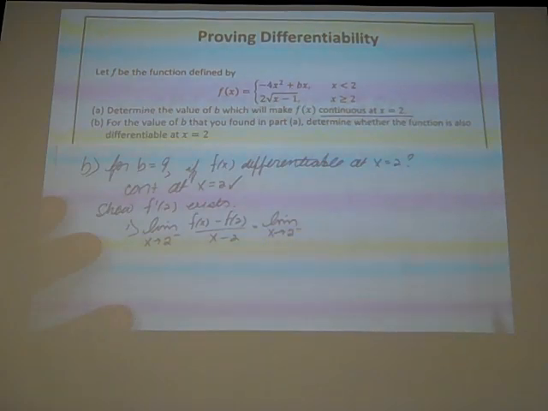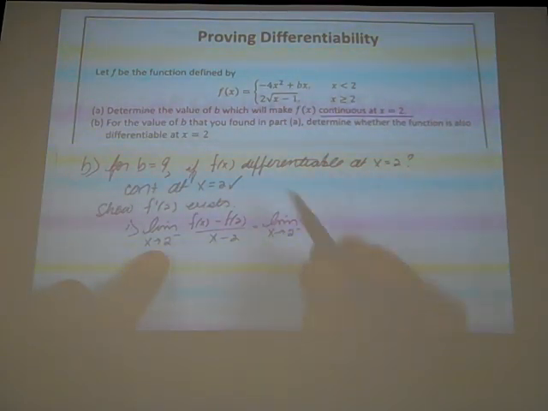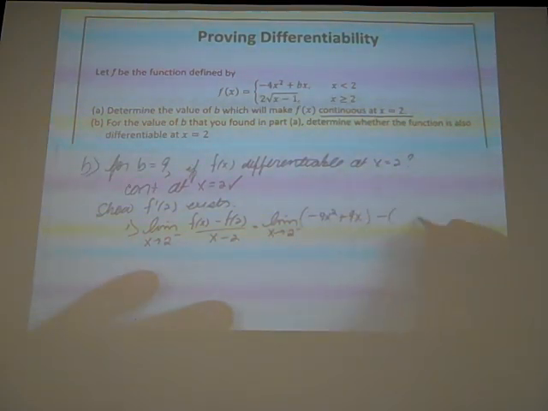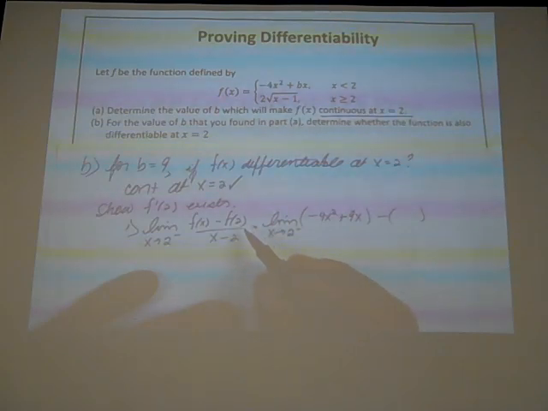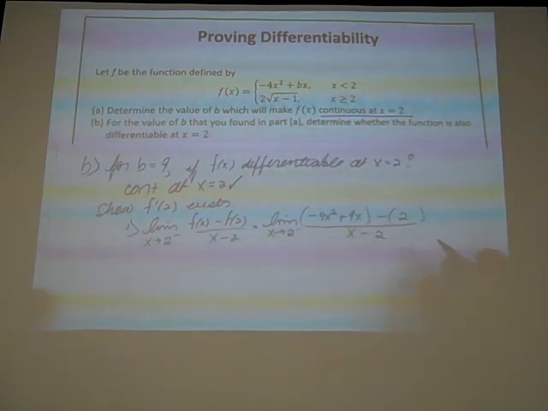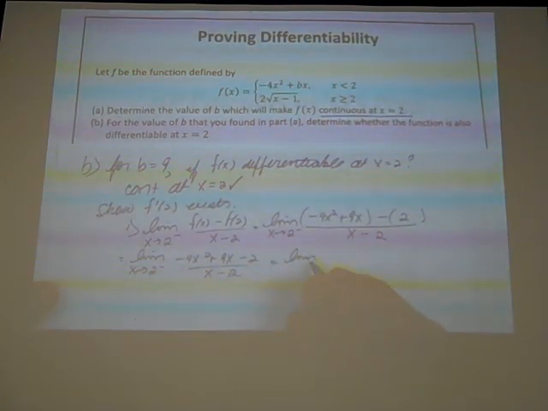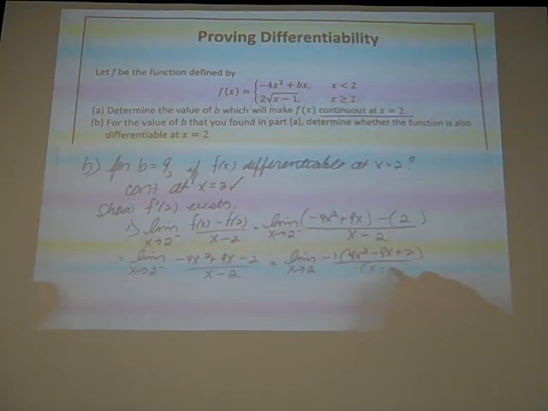That is, limit as x approaches 2. For numbers less than 2, my function is negative 4x squared plus 9x. Remember, we figured out that b was 9. Minus f of 2. When I plug 2 into the function, we get 2 over x minus 2. Let's keep going. Limit as x approaches 2 from the left, negative 4x squared plus 9x minus 2 over x minus 2. Well, we're going to have to do some algebra. I can factor out the negative, and that'll leave me 4x squared minus 9x plus 2. In the denominator, x minus 2.